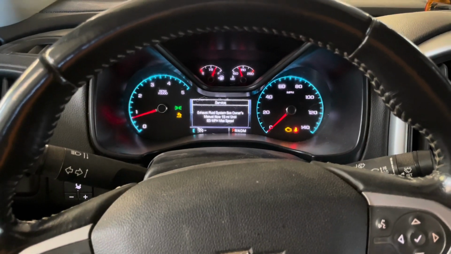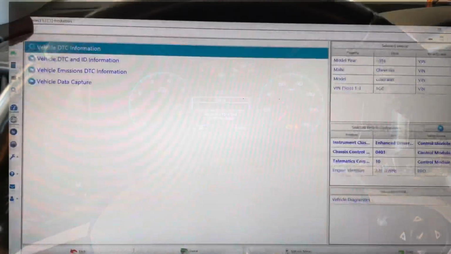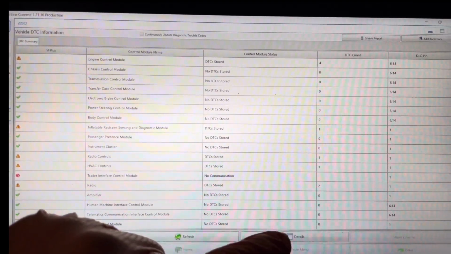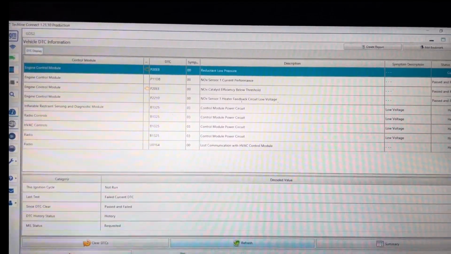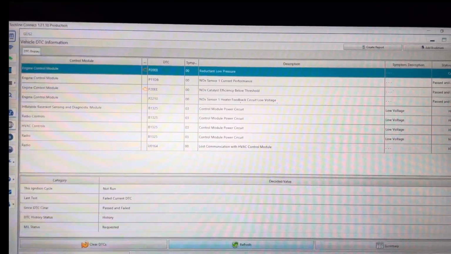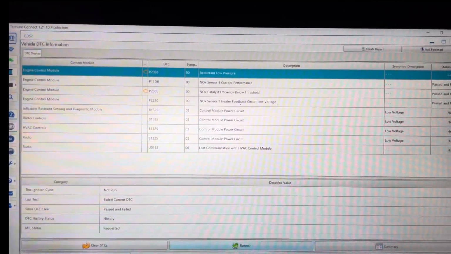Let's check the codes and see what we've got. I already kind of have my doubts because the message on the dash says service exhaust fluid, and that's not related to the diesel particulate filter. Let's see what we got, details. And we've already got a reductant low pressure code, P20E8. Looks like that's going to be the one that I'm going to worry about right now because these other codes are not set as current.